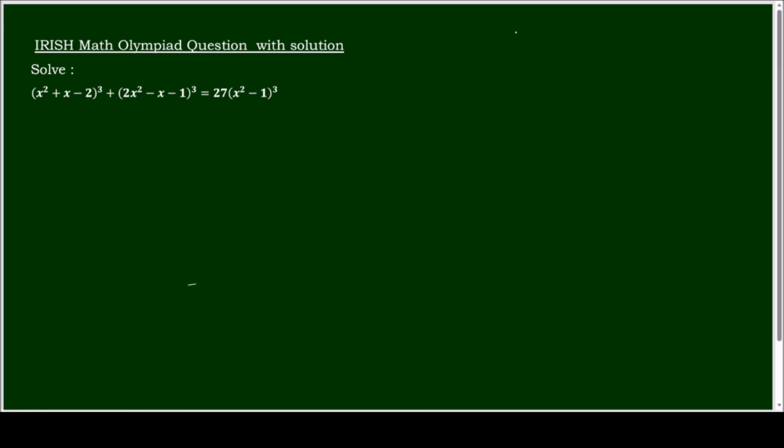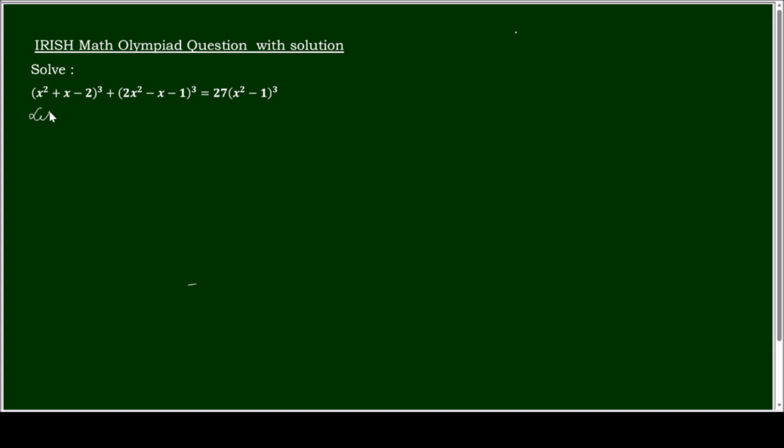This is a Maths Olympiad algebra question. Solve (x square plus x minus 2) whole cube plus (2x square minus x minus 1) whole cube equals (3x square minus 3) whole cube. You can factorize, we can take x minus 1 as a factor. So there is a different method, but I am showing another method.